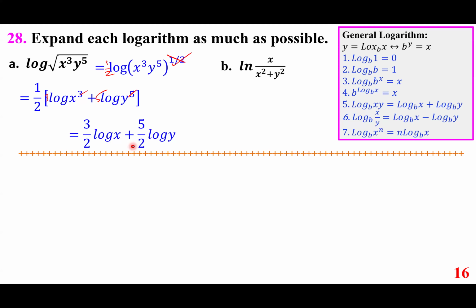So what happens to ln of x over x squared plus y squared? We follow the quotient rule, ln of the top, ln x, minus ln of the bottom, ln of the parentheses, x squared plus y squared. And this can't be simplified. We are done any further. This is done, everybody.